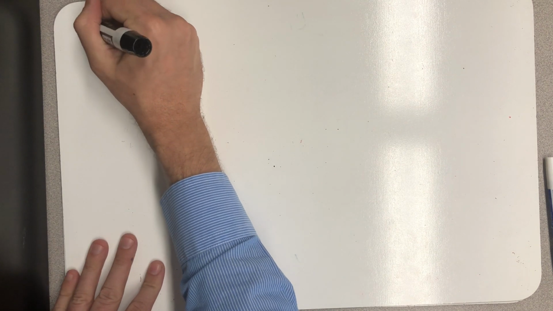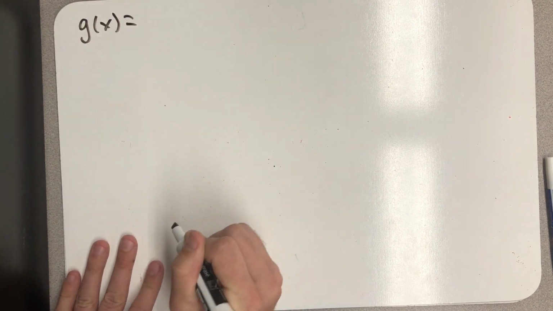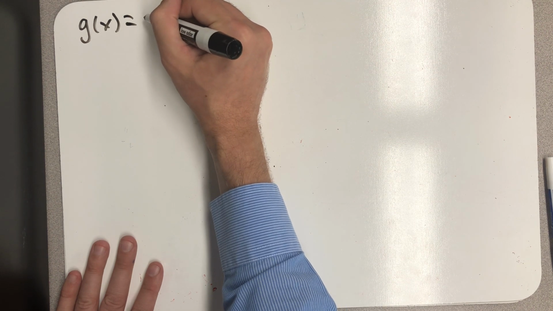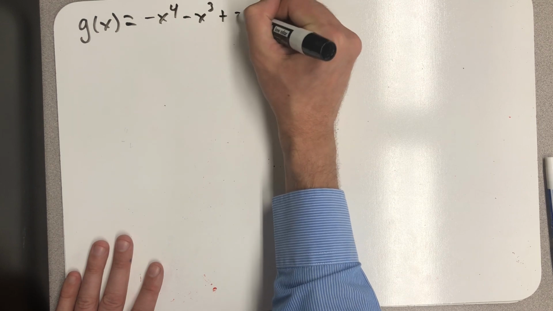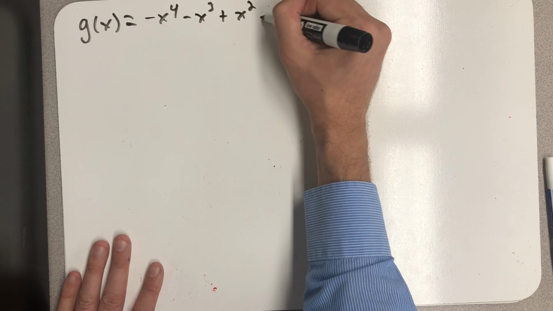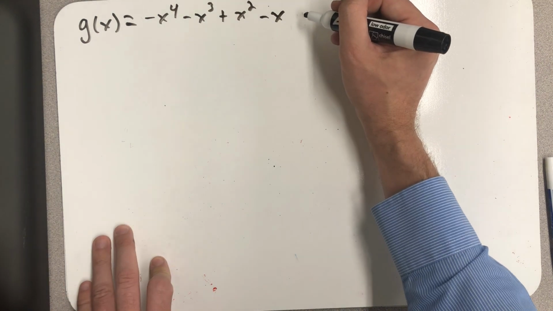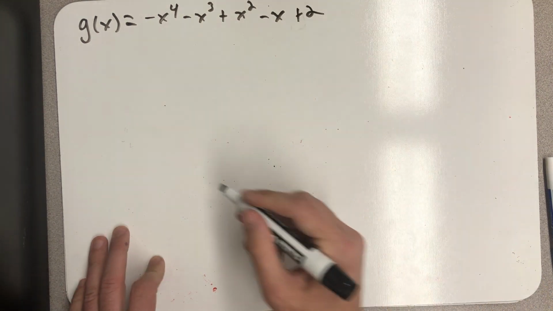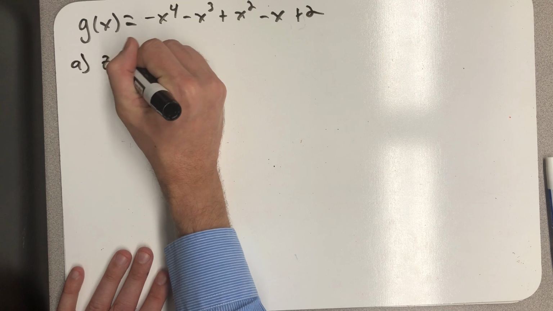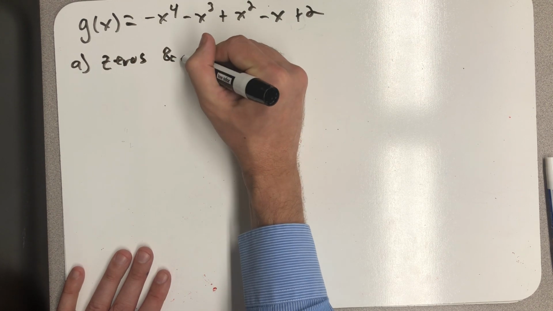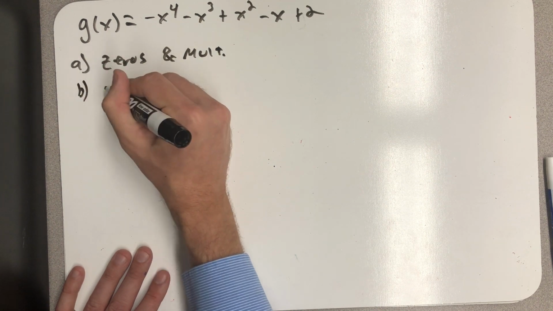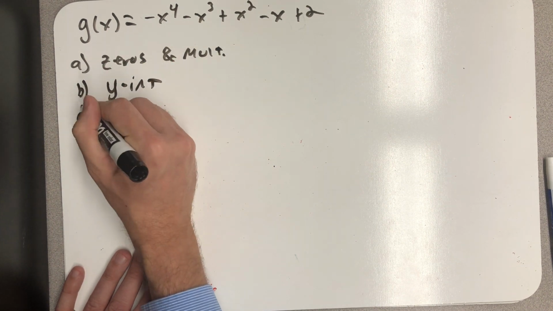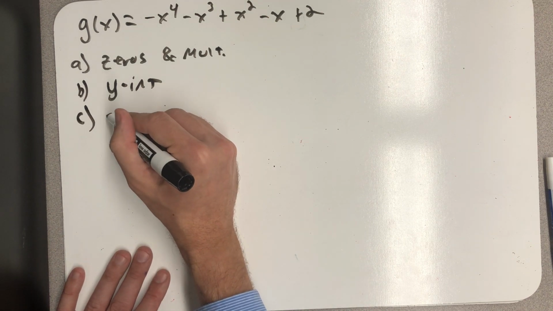So this time, I want to go through the same process. We'll call this function g of x. And g of x is equal to minus x to the 4th minus x cubed plus x squared minus x plus 2. And again, in part A, we're going to find the zeros and their multiplicity. I'm going to abbreviate. In part B, I do want to find the y-intercept, and in part C, we'll finally graph the function.